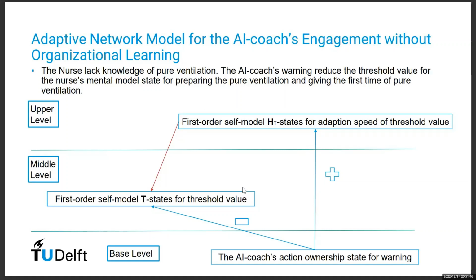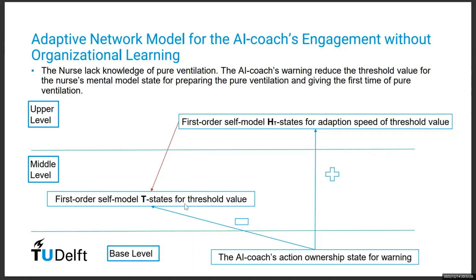So the nurse knows how to do PURE ventilation correctly. And this process shows how the AI coach helped the nurse. So the nurse first has a high threshold value for preparation that will stop the nurse's mental state for preparation for PURE ventilation from being activated.